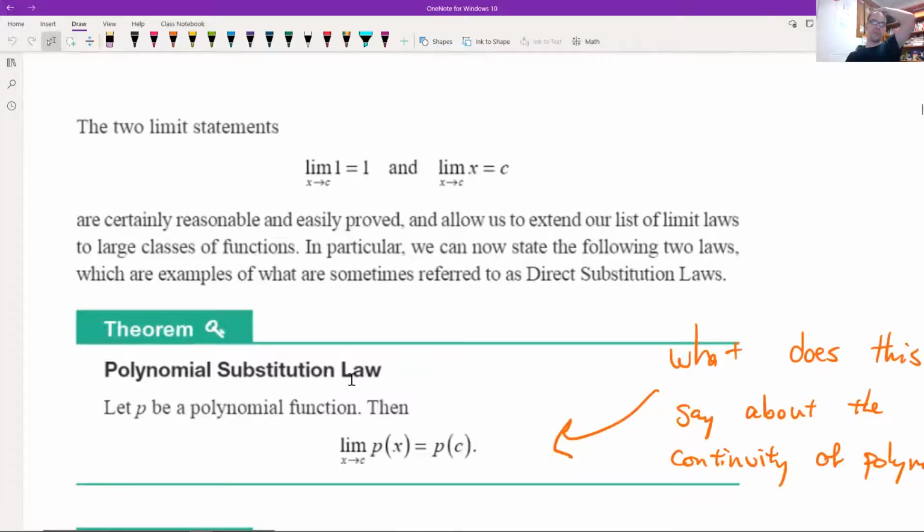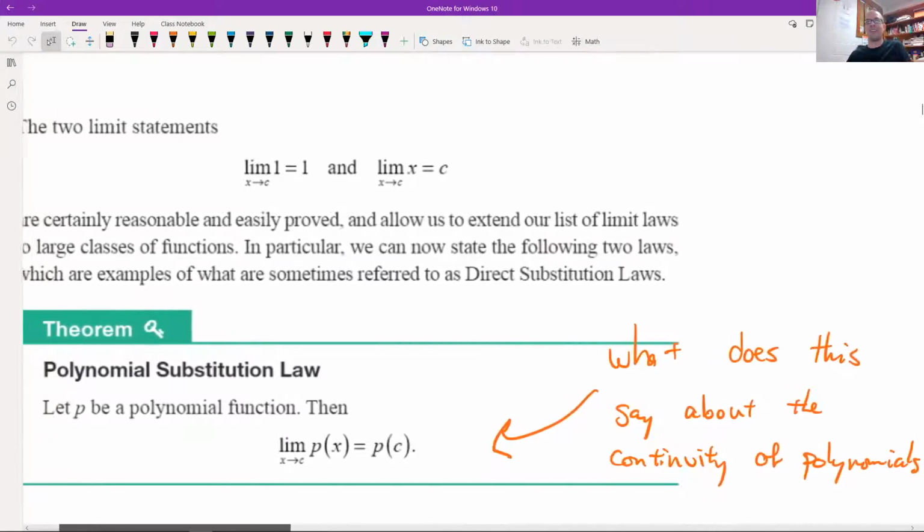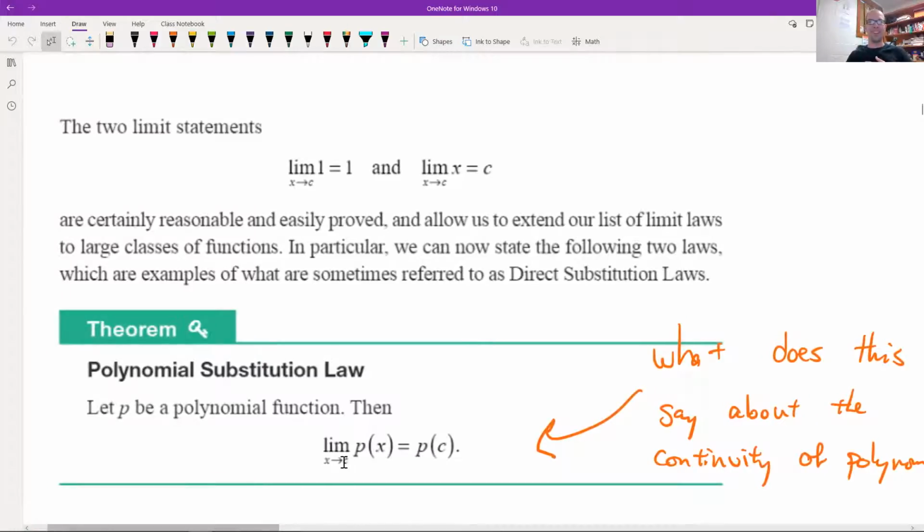So there are a few more laws here. Polynomial substitution law. The limit as x approaches c for some polynomial, p of x, is always going to be p of c. And I have written down here to remind me to ask, what does that say about the continuity of polynomials? If the limit of p of x as x approaches c equals p of c, that pretty much already automatically says that polynomials are going to be continuous everywhere at all points, because c is not special here.